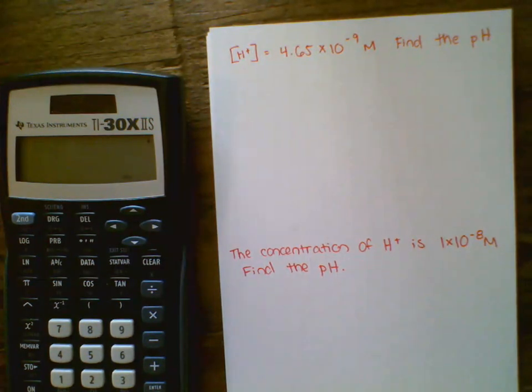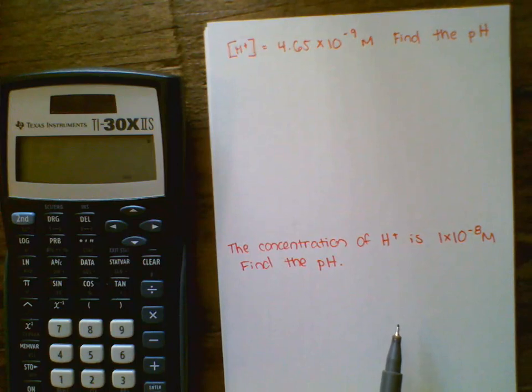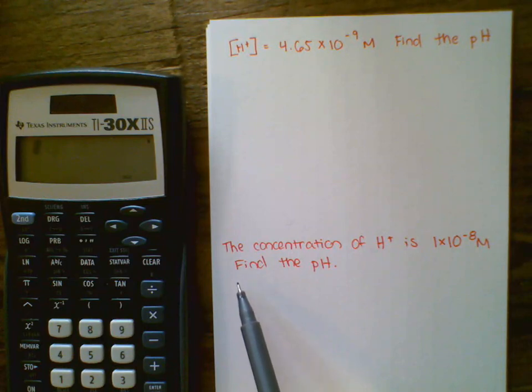Okay. So what I've done here is I've written out two examples of the type of problem you're going to see today. We're just going to look at one type of problem. They're really straightforward once you figure out how to put them in your calculator. So that's what I'm going to help you see.